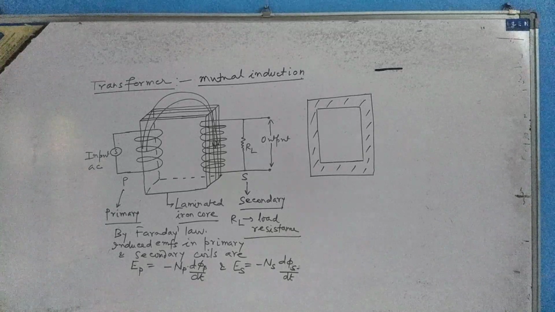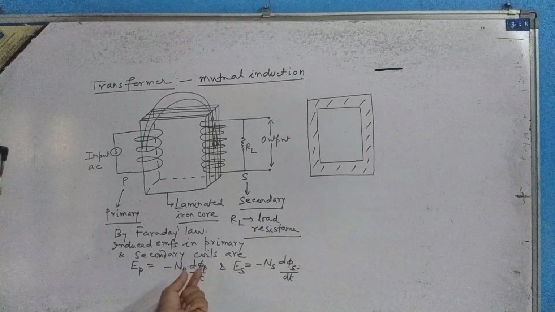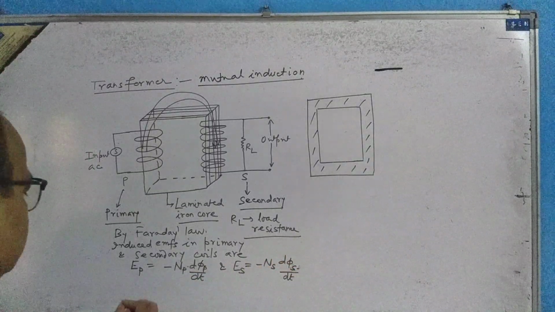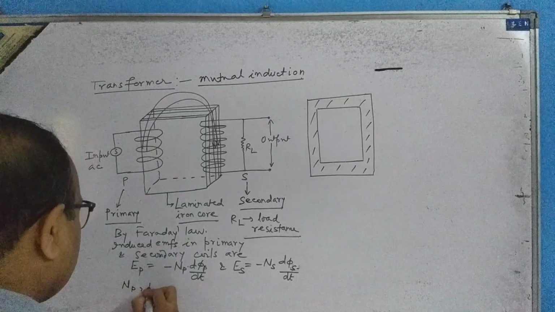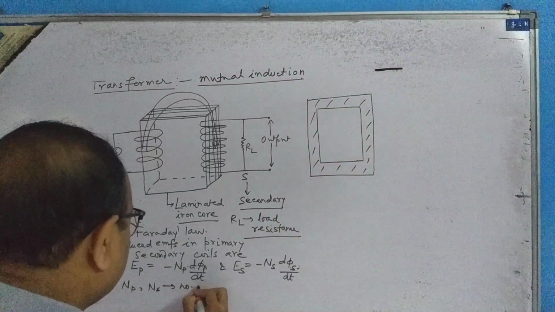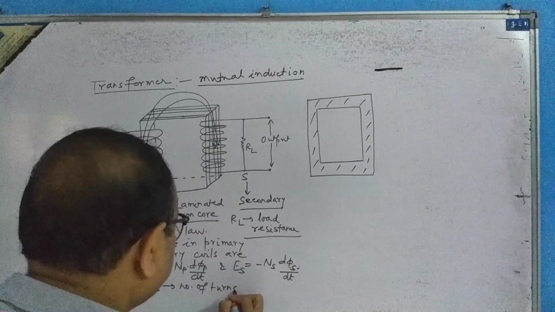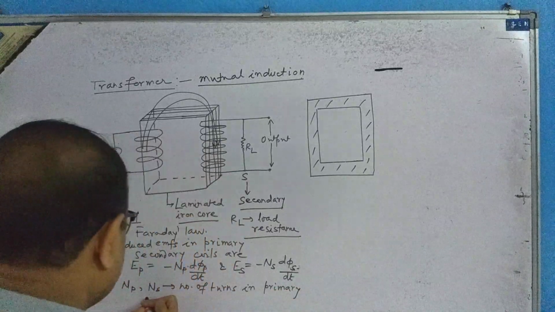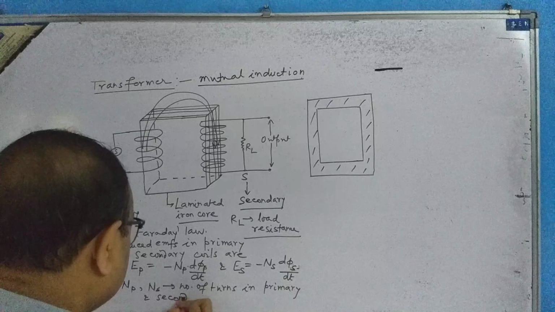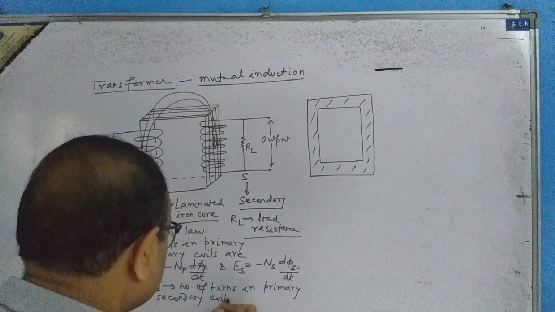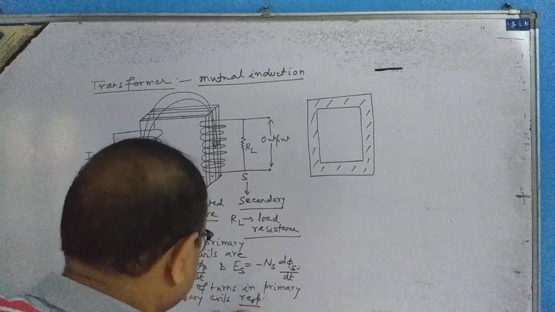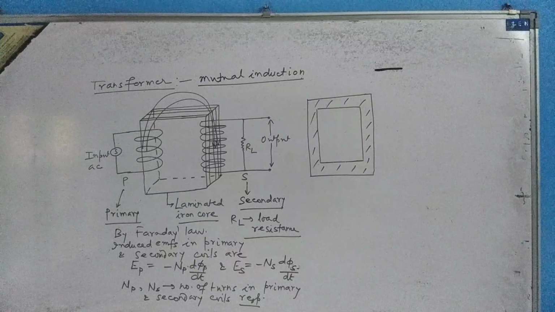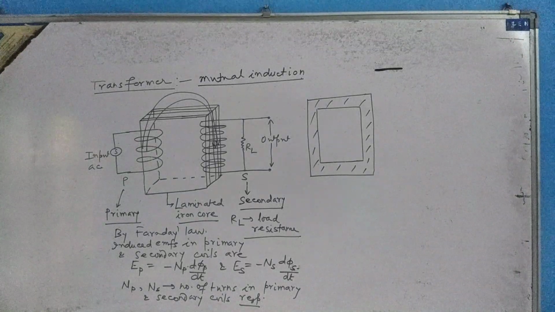यहाँ पर d phi P by dt and d phi S by dt, these are the rate of change of flux in the primary, rate of change of flux in the secondary. And what are NP and NS? These are number of turns in primary and secondary coils respectively. ये हो गया number of turns in the primary and secondary coils respectively. I hope you all are getting it.